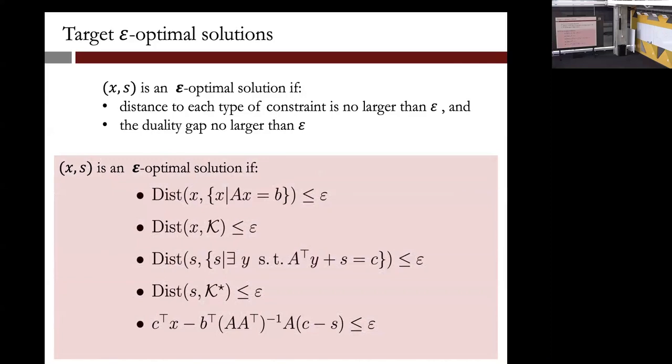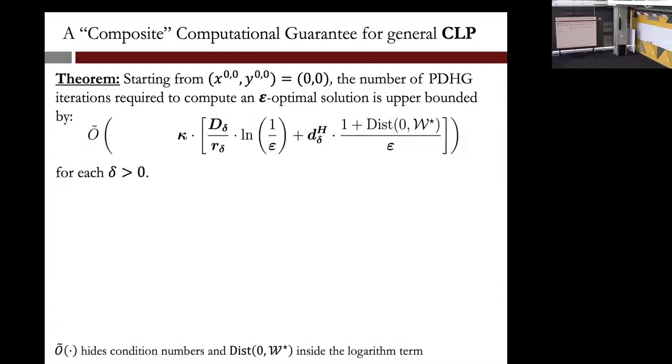Okay, well, all right. So I have an ordinary notion that I'm going to slide over quickly of what it means for something to be an epsilon optimal solution. And so here's my theorem. This I call a composite computational guarantee for conic linear programming. I've written it this way. If I start at the origin, the number of PDHG iterations required to compute an epsilon optimal solution will be upper bounded by this quantity.